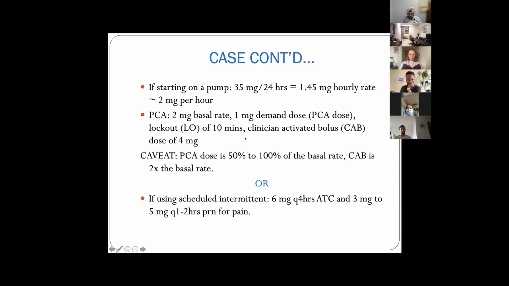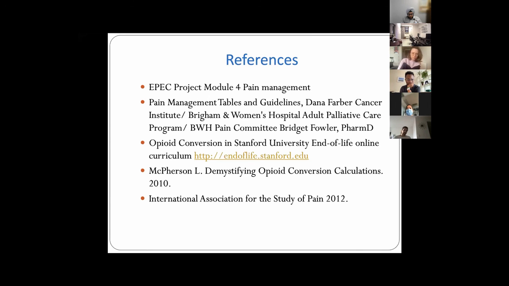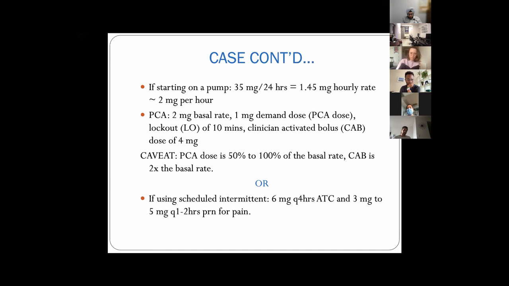And then you have to factor in all the different components of the PCA, which is you have a demand dose, which is usually 50 to 100% of the basal rate. You have a lockout of 10 minutes, which is equivalent to the time to peak of IVs, anywhere from 10 to 15 minutes. And you also have the clinician activated dose, which is twice the basal rate. That's why you ended up with 2, 1, and 4. And then if, let's say, you decided to just schedule it every 4 hours, then you divide 35 by 6. And that's how you ended up with 6 milligrams every 4 hours around the clock.